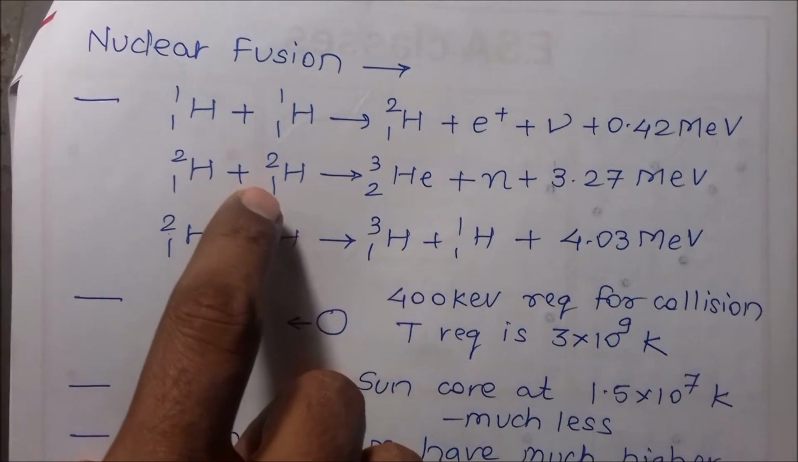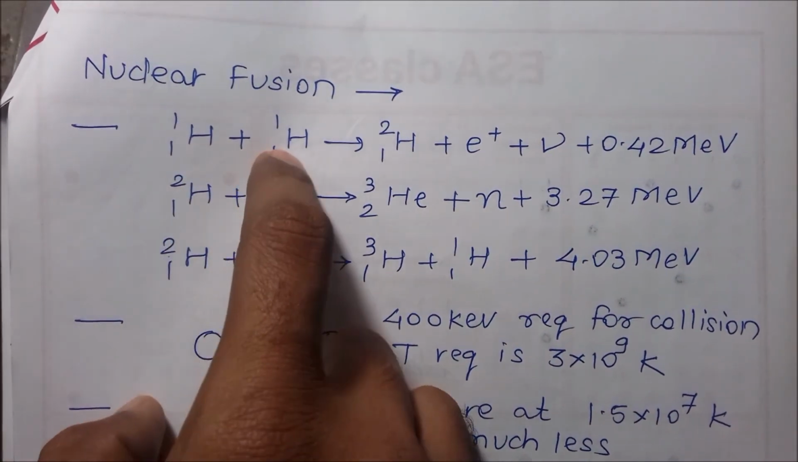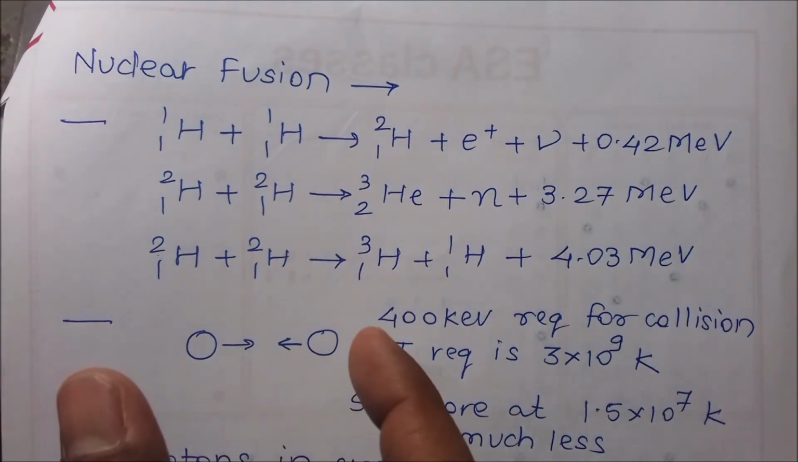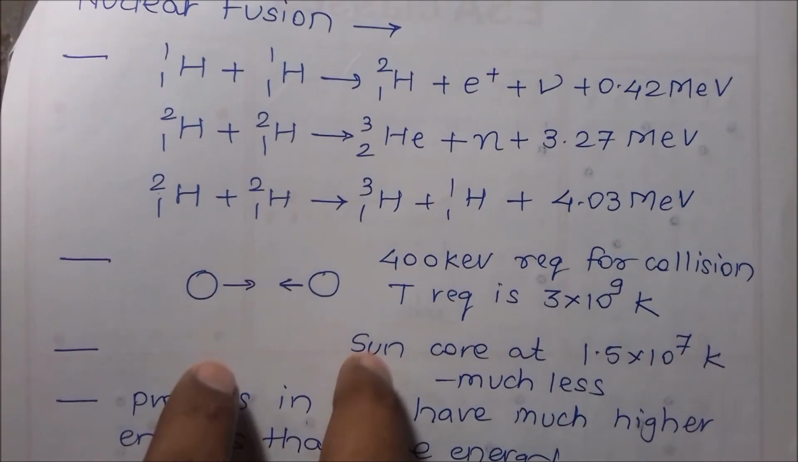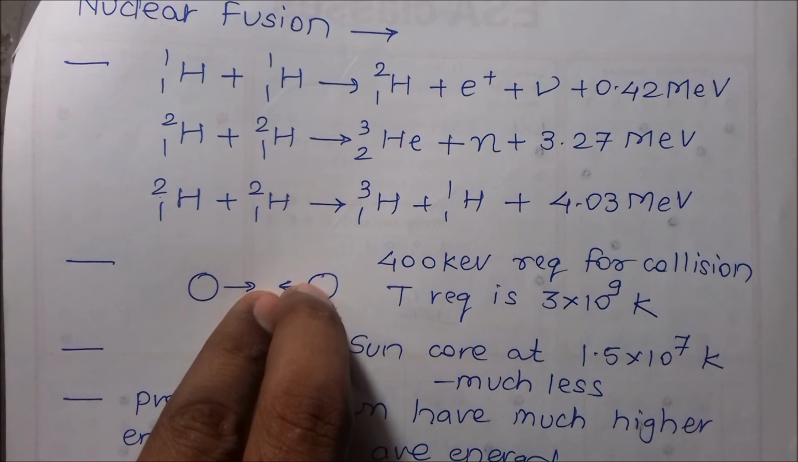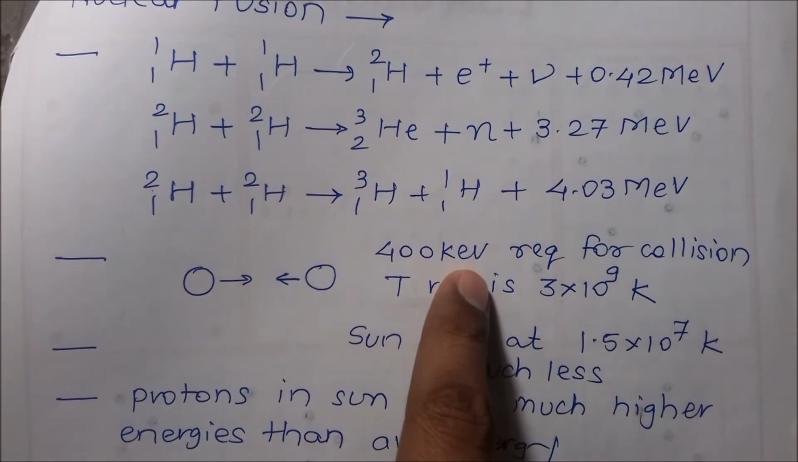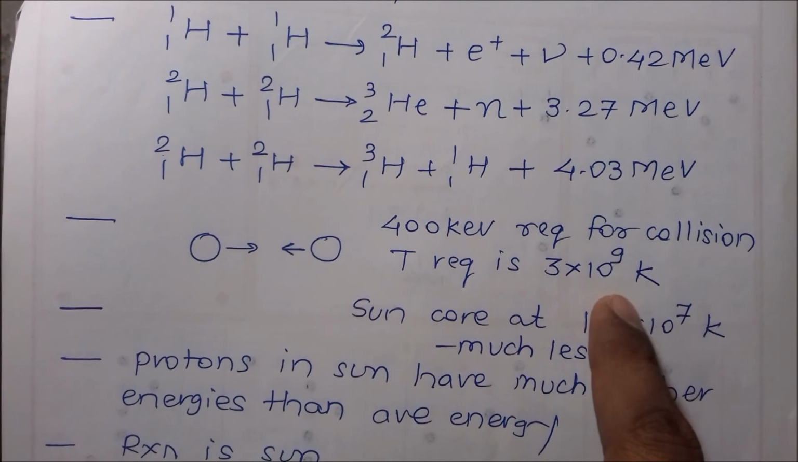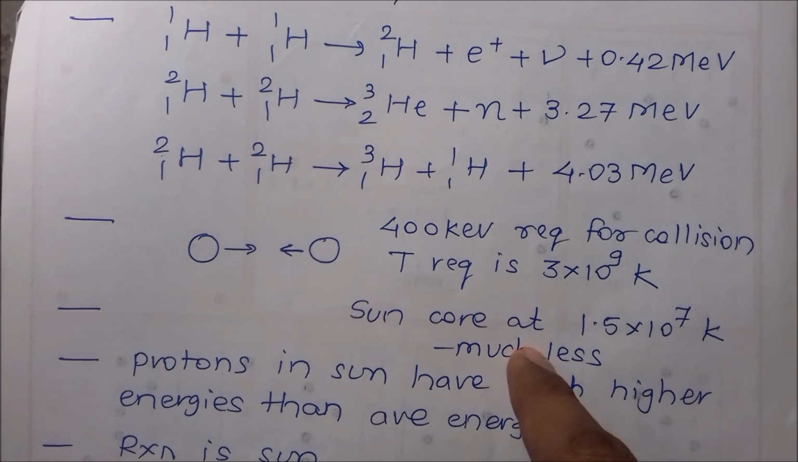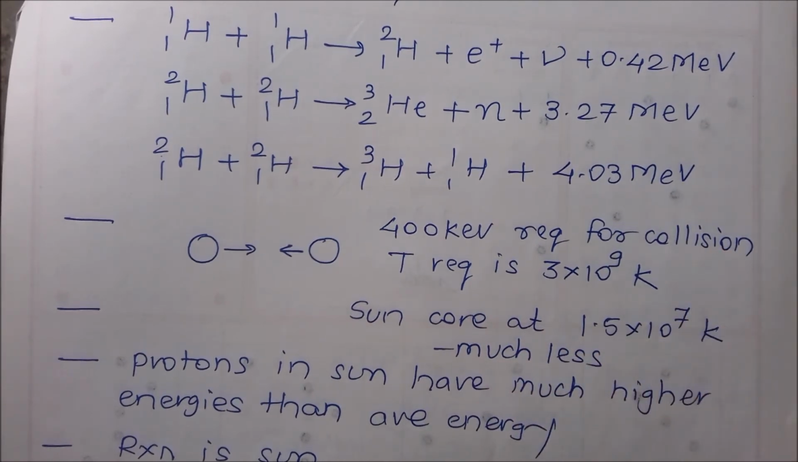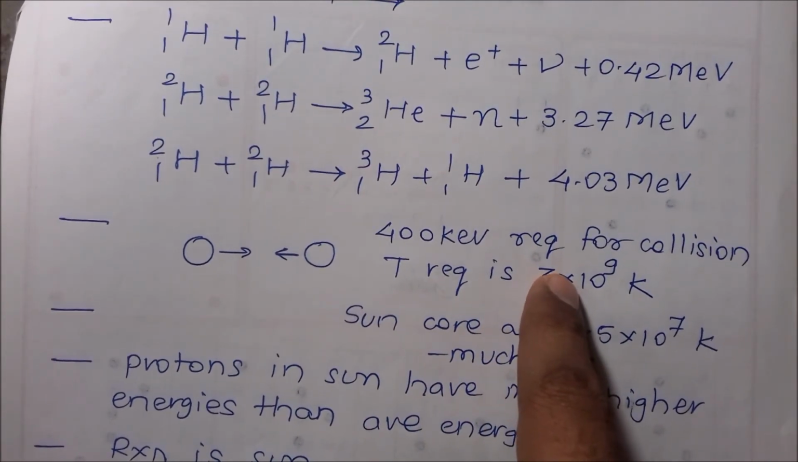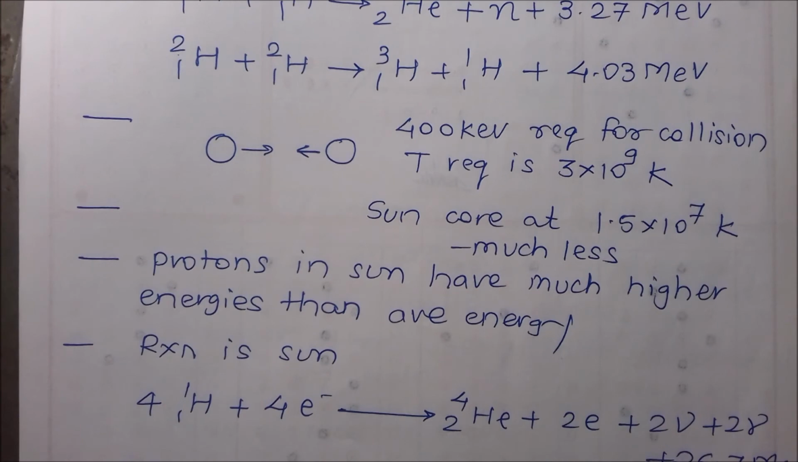For a fusion reaction, the nucleus of hydrogen and the nucleus of hydrogen should come very close to each other. For that, they need 400 kilo electron volt energy, and the temperature required for that is 3 × 10⁹ Kelvin. The core of the sun is at 1.5 × 10⁷ Kelvin. That temperature is much less than required. So protons in the sun have much higher energies than the average energy.